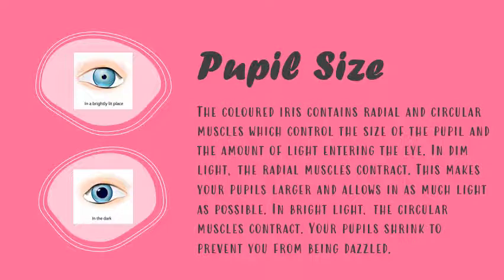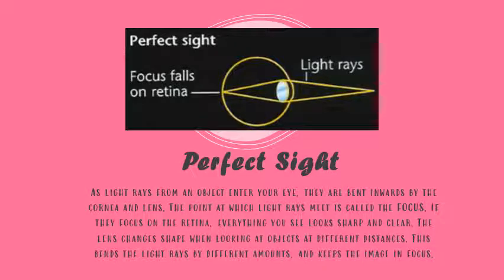To let more light come in. And when your circular muscles contract, it makes your pupils shrink in a circular motion. To not let a lot of light come in, so that you don't get the shock of your life when light flashes into your eyes. Too much light comes in, you get blind. Yes. Yeah.